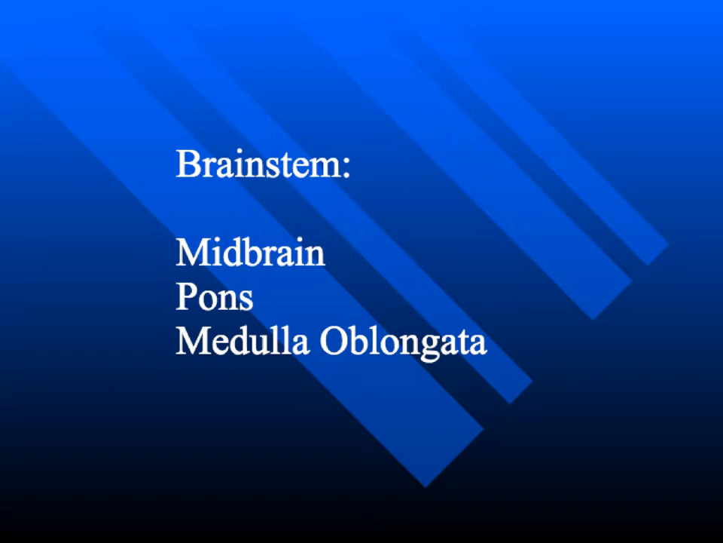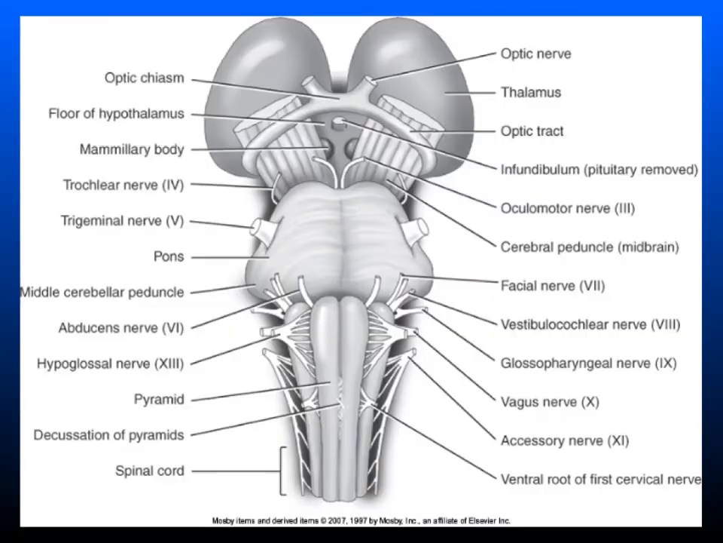The brainstem is divided into three portions, or three structures. You have the midbrain, pons, and medulla oblongata. This one is the anterior view of the brainstem, and it shows all the cranial nerves that come out of this. We will go over the cranial nerves momentarily, but yes, you need to know them, and you need to know them in order.